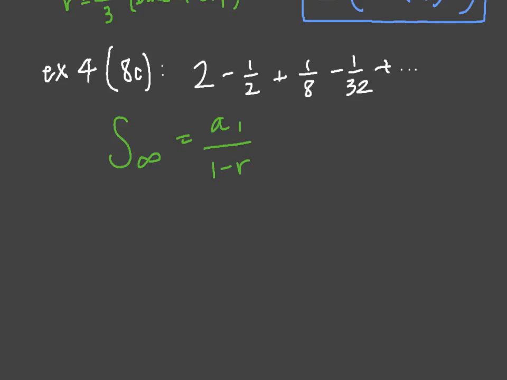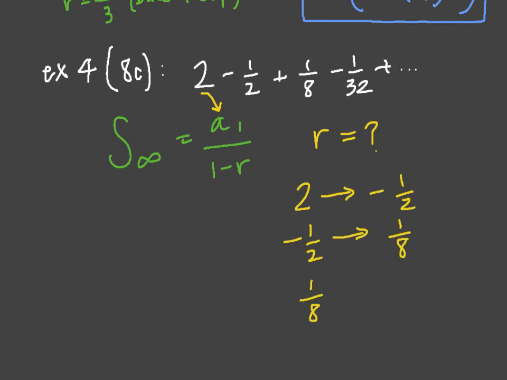We can see that a sub 1 is 2. But what is r? How am I getting from term to term? How did 2 turn into negative 1/2? And how did negative 1/2, this might be easier for you to see, turn into positive 1/8? And how did positive 1/8 turn into negative 1/32? So hopefully you're noticing those are alternating in signs, so r definitely needs to be negative something.